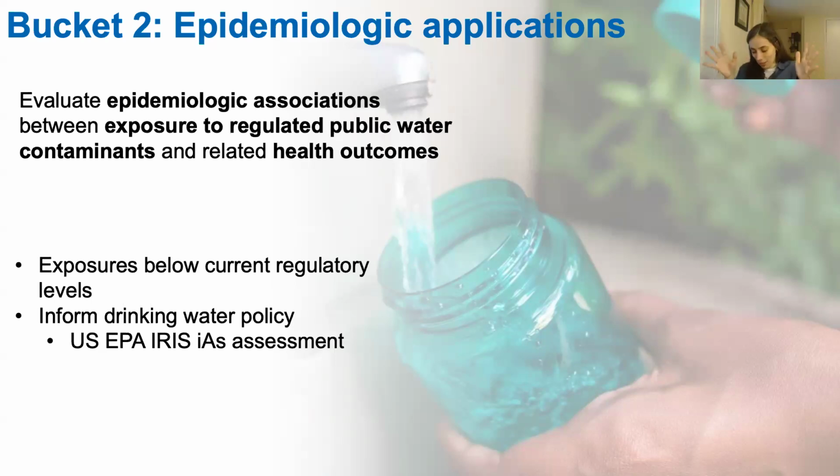So bucket two of the type of work we do: we take these exposure estimates, right? We look at inequities nationwide. We try to understand spatial patterns. And we've tried to convince ourselves that they're reasonable to use in epidemiologic studies. And now, next we start looking at epidemiologic associations, right? Linking these to relevant health outcomes in our large cohorts. And so I'm specifically really interested in looking at exposures, of course, below current regulatory levels. And I'm really interested in projects that can directly inform drinking water policy.